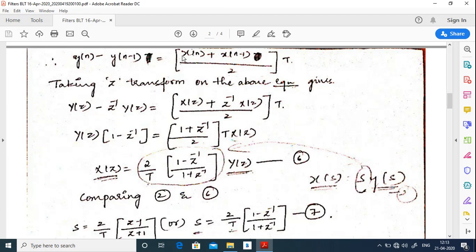Similarly, the z transformation of x of n is equal to x of z. X of n minus 1 is equal to z power minus 1 x of z, whole divided by 2, whole multiplied by t. Now I'll take x of z as common in the RHS. As a result, you will get it like this.